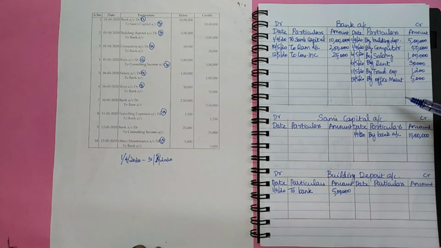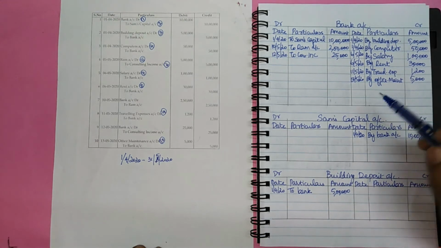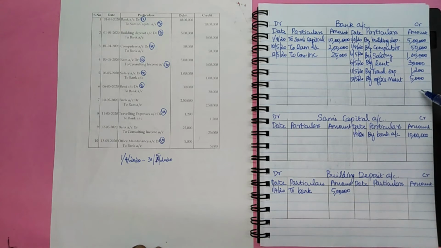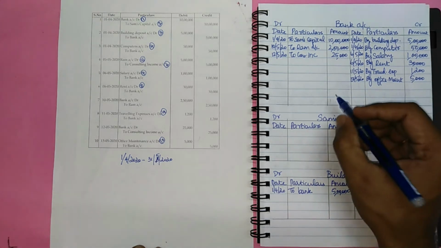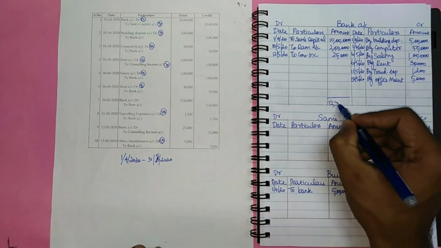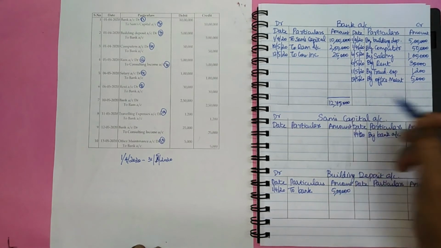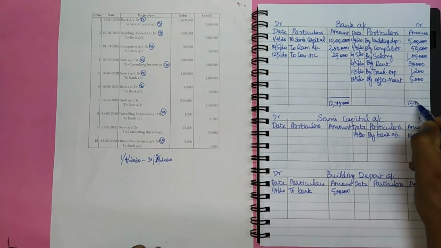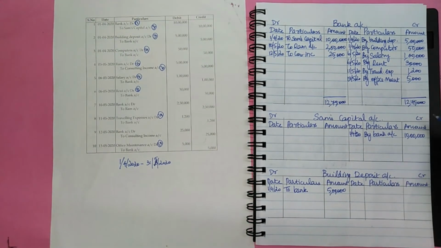The first step in balancing is to find the total of both the debit side as well as the credit side. Once the total is found, the highest amount should be written on both the debit as well as the credit side. In this case, the debit side has the highest total, that is 12,75,000 rupees. So let us write 12,75,000 and 12,75,000. Now the difference between 12,75,000 and the sum of all these numbers should be written over here.